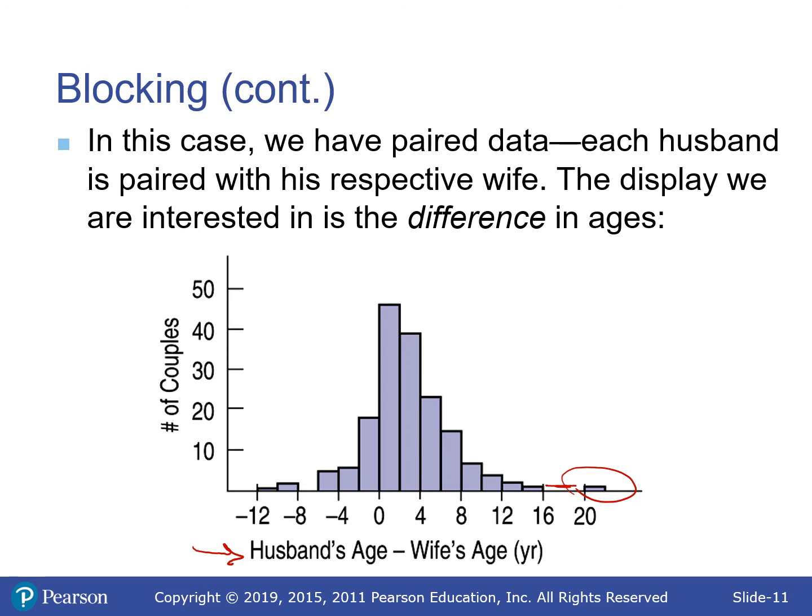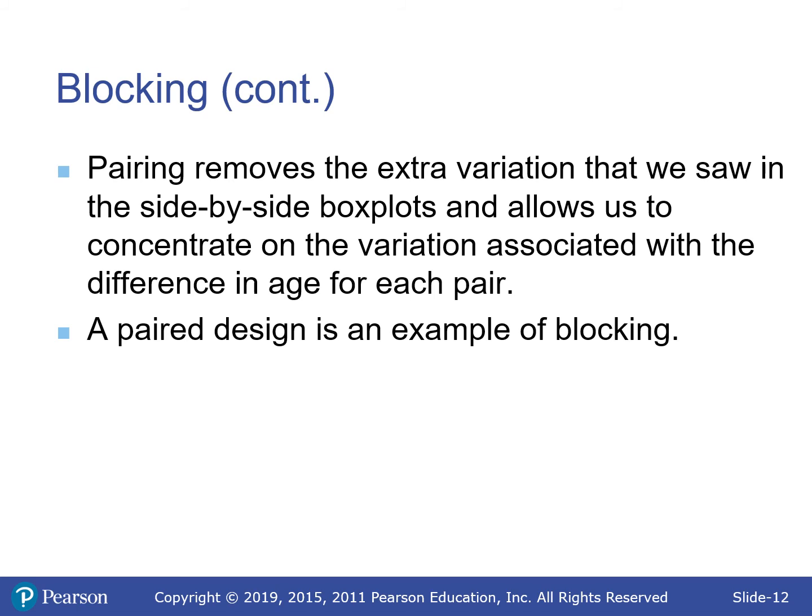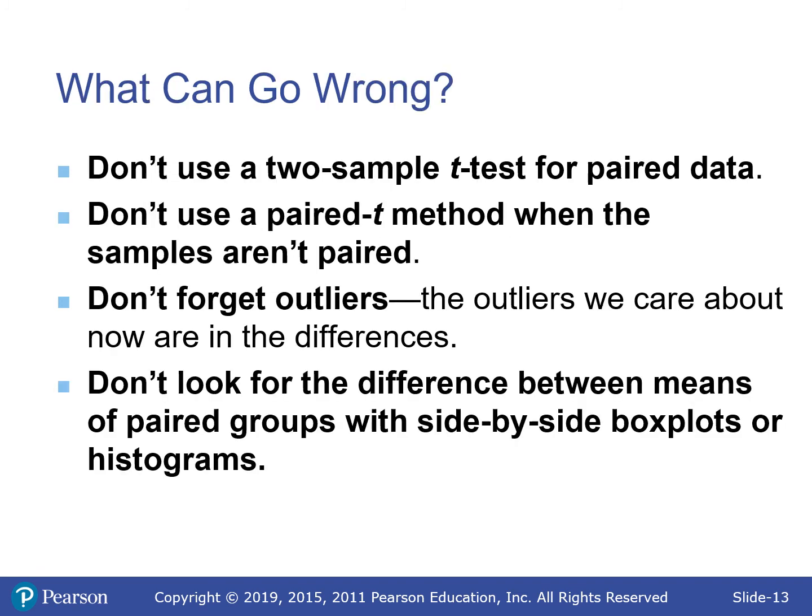But it's important to say that because if it was flipped, then all the numbers would be flipped too. So pairing removes the extra variation we saw in that side-by-side box plot because we're just looking at the population. The population spans and it's roughly normally distributed, but that does not tell us anything about the couples. So the paired design is an example of blocking. We were blocking on their couples.